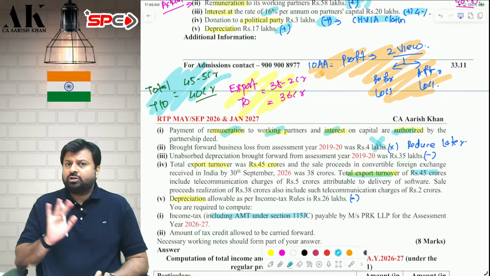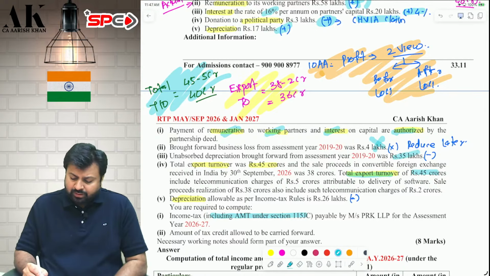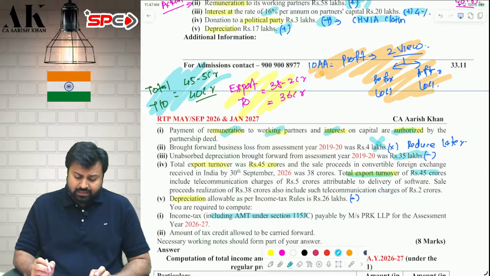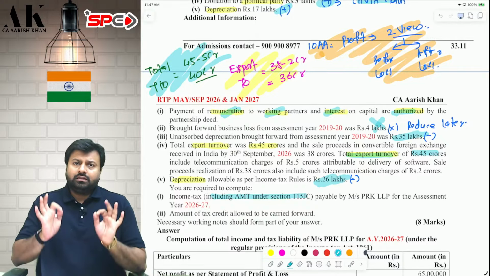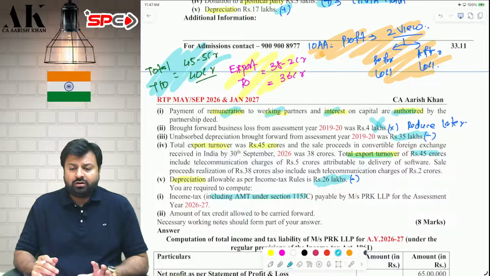Business loss you cannot reduce while computing book profit, because business losses are not covered in sections 28 to 44. It is covered in section 72. Yes, unabsorbed depreciation you have to reduce while computing book profit. And then you have to compute the depreciation as per the normal provisions. That is, whatever is your income tax depreciation, that you have to reduce. I hope it is clear to all of you.